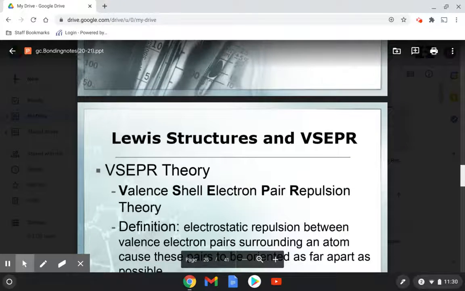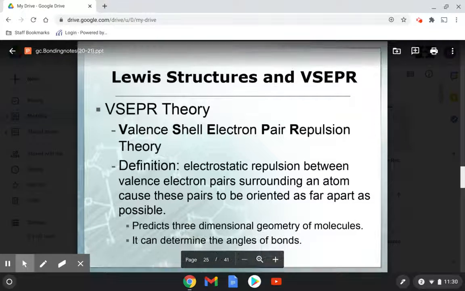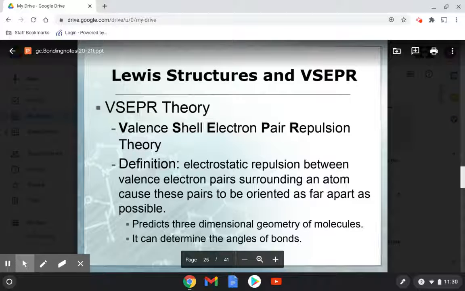All right, so the VSEPR theory. This deals with the valence shell electron pair repulsion theory. And essentially what this is meaning is that the electrostatic repulsion between valence electron pairs surrounding an atom causes these pairs to be oriented as far apart as possible. What it's pretty much saying is electrons don't want to be next to each other. So they will get as far away from electrons as they possibly can.